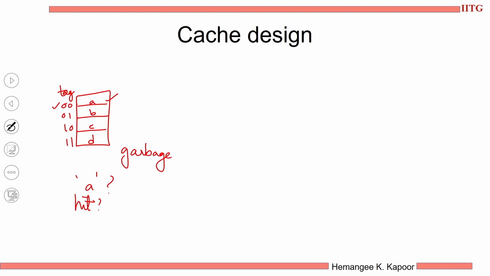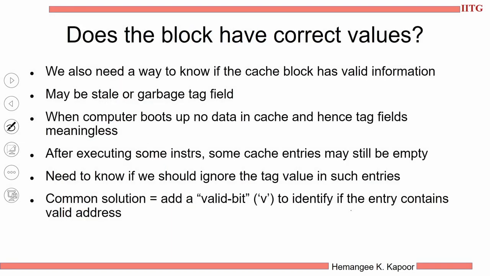Hence, to identify garbage from real data, we add another bit to the cache called the valid bit. When you start the system, we reset all these valid bits so that no accidental hits can happen inside the cache. So all these valid bits are made 0, and when the program itself loads block A, this valid bit will be turned to 1. So that's the use of a valid bit.